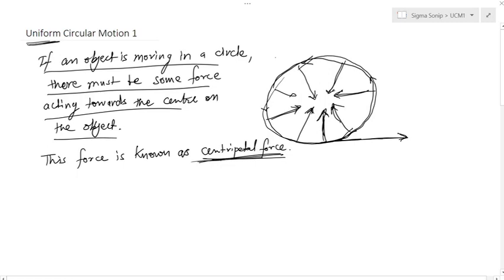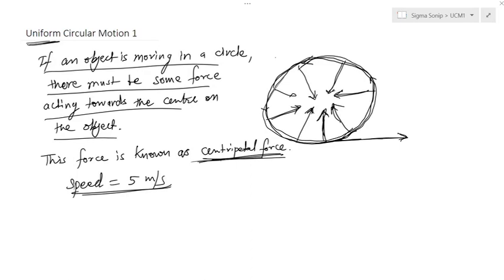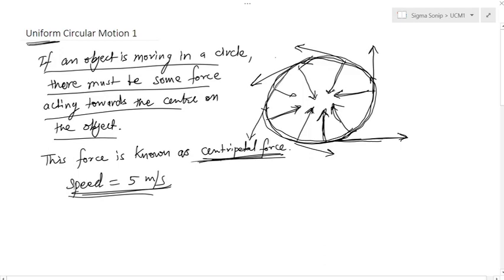Okay, another consideration here is that our object is on this circular path and its speed is constant. Suppose for example the speed is equal to 5 meters per second. So the question that is asked is, is the particle or object experiencing any acceleration? The speed is constant, but we just need to remember that the velocity at any point is along the tangent of the circle. So it means that the velocity is changing direction every second.